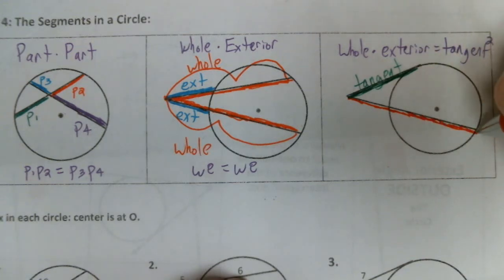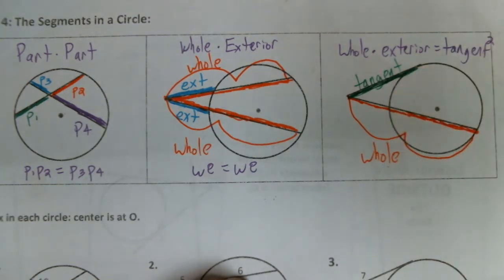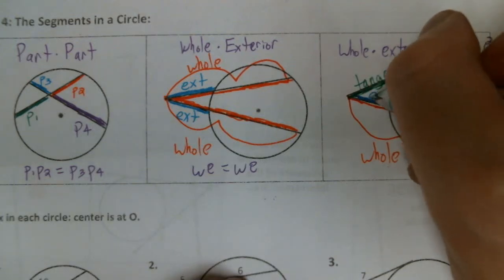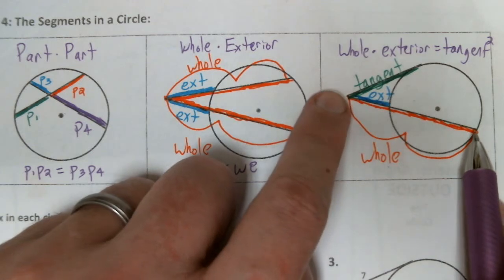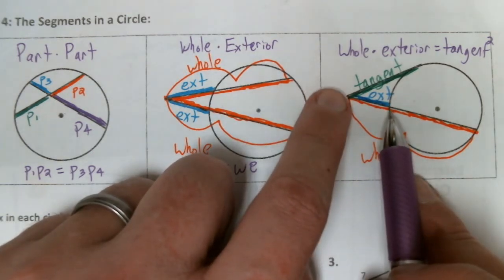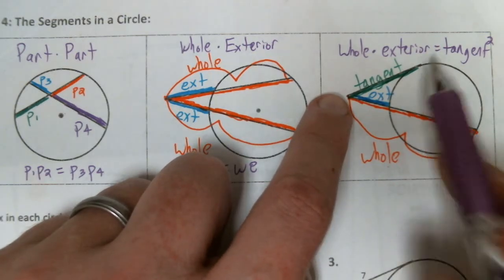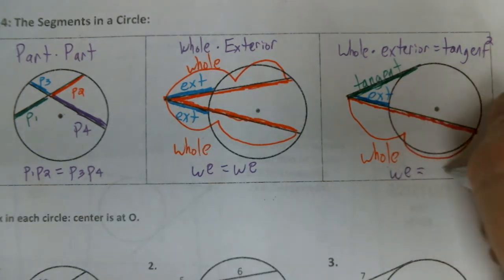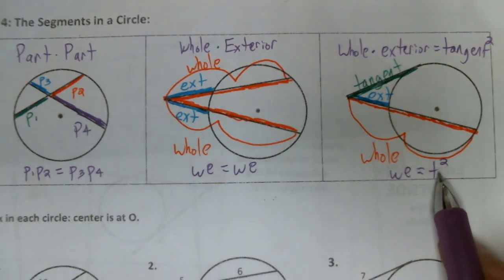Here is my whole piece. And once again, I will have the blue exterior piece. So what this relationship with this formula says is the whole orange piece times the blue exterior piece is going to be equal to the green tangent piece squared. Below the drawing here, we're going to write WE equals T squared. Whole times exterior equals tangent squared. So let's go back.